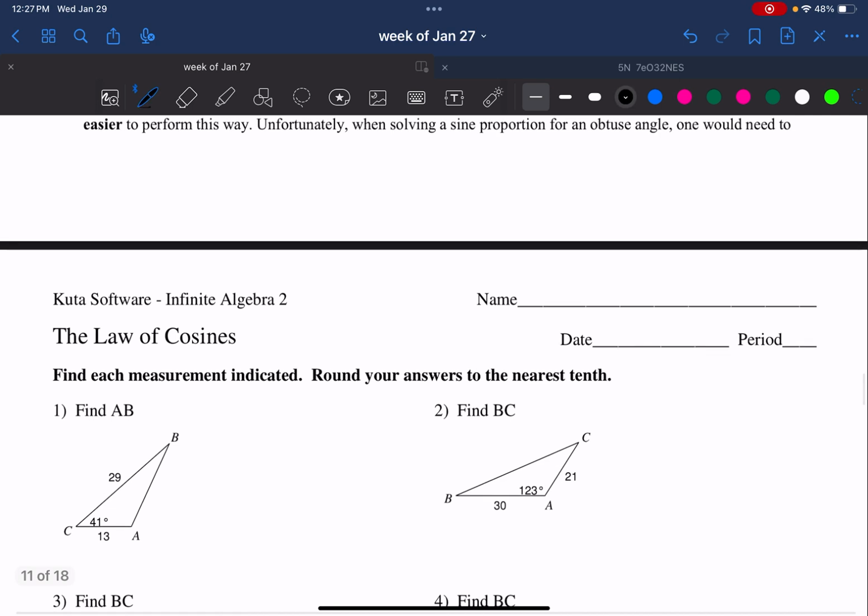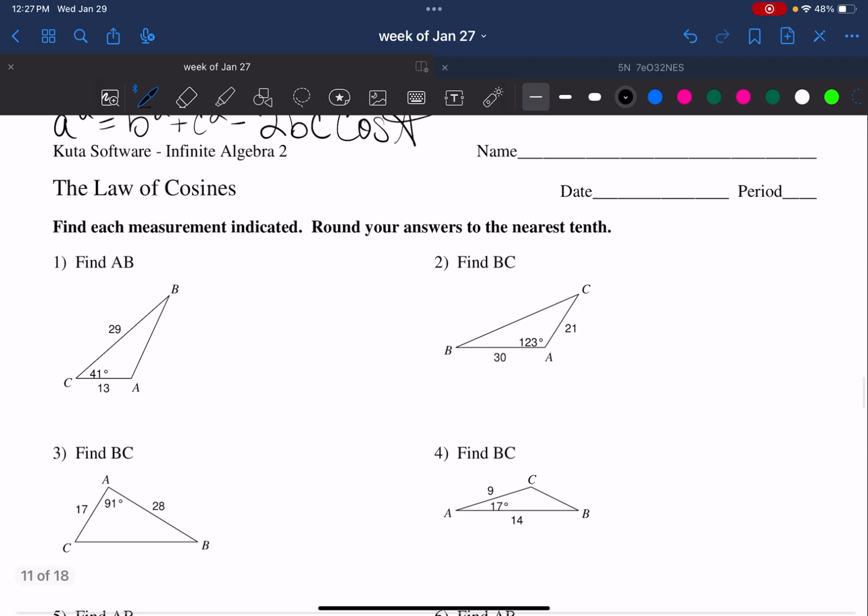So my formula, I'm going to write it as A squared for the basic formula, because remember it can be moved around anyway. A squared equals B squared plus C squared minus 2BC cosine A. So that is going to be the basic formula that we're going to use.